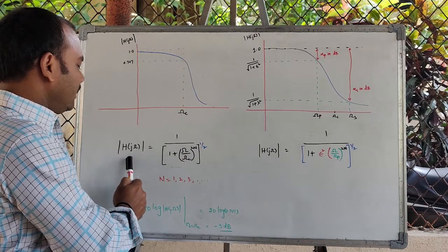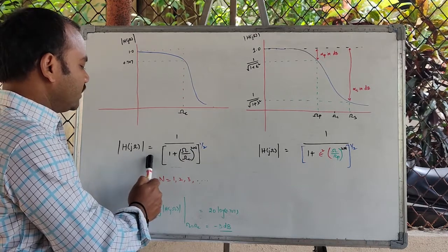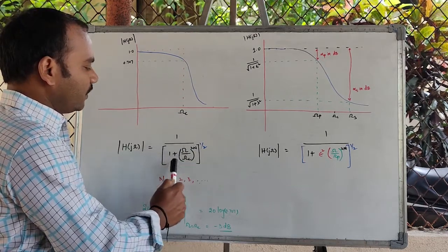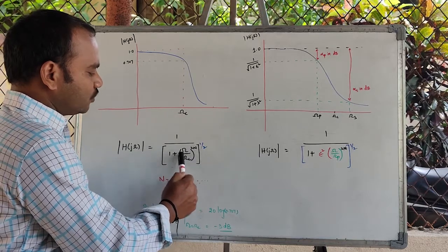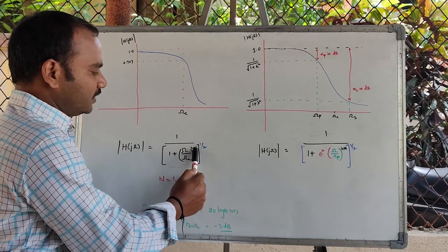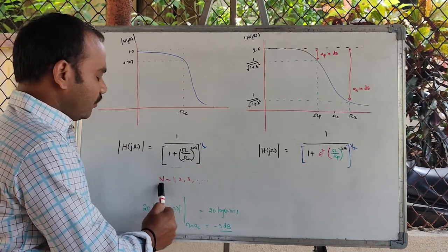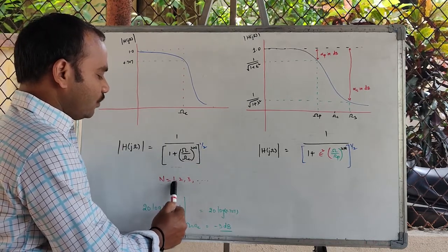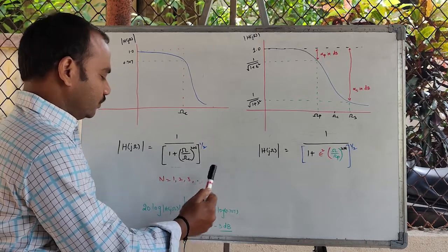transfer function as magnitude of H of j omega is equal to 1 by [1 plus (omega by omega c) to the power of 2n] whole to the power of 1 by 2, where this n is the order of the filter, which may vary from 1, 2, 3 and so on.